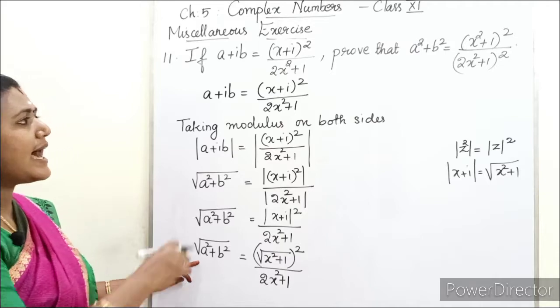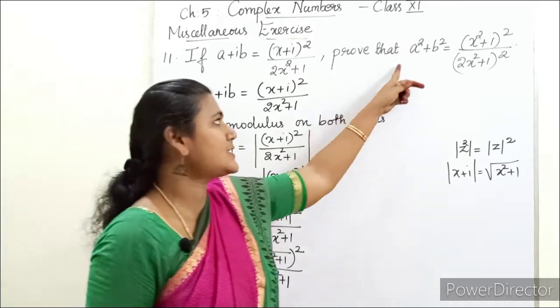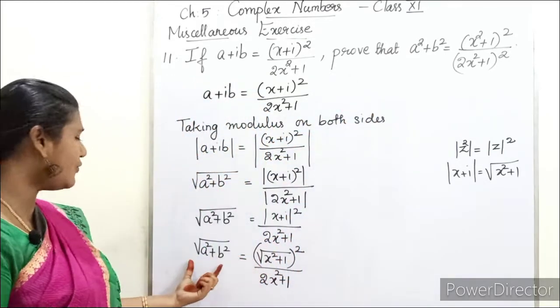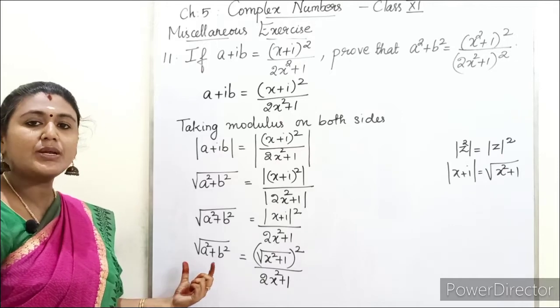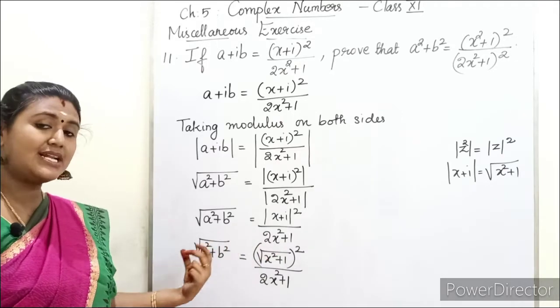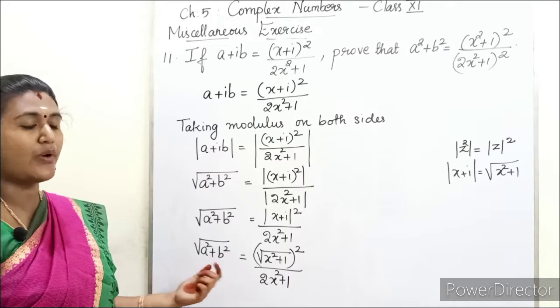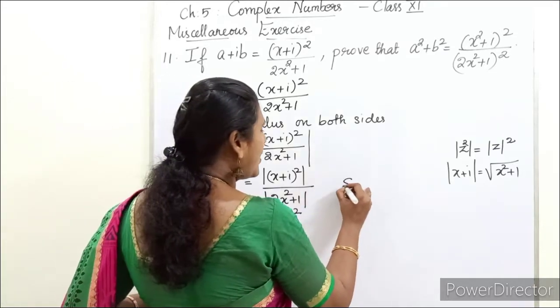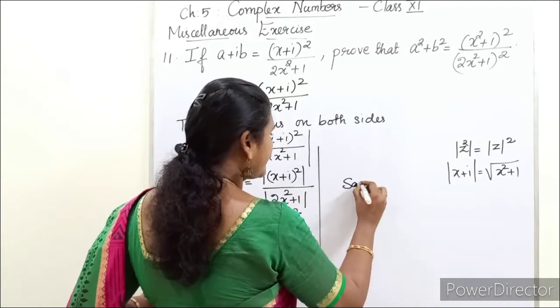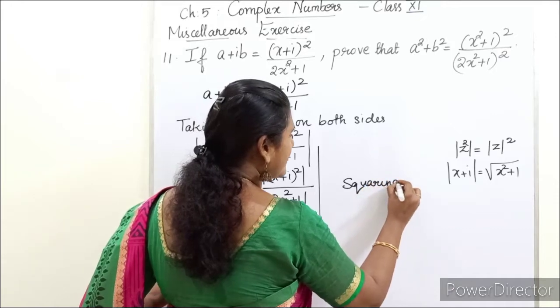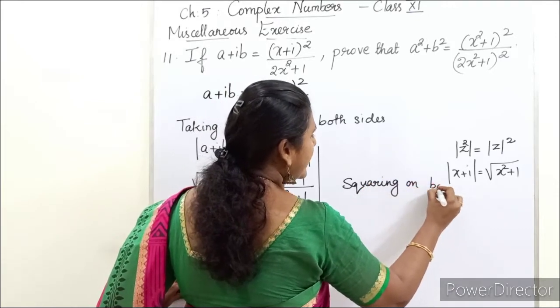Now if you see the answer, what answer do we need? a square plus b square, but here you have a square root. So to remove this square root, we will square on both the sides. We will do squaring. So squaring on both sides.